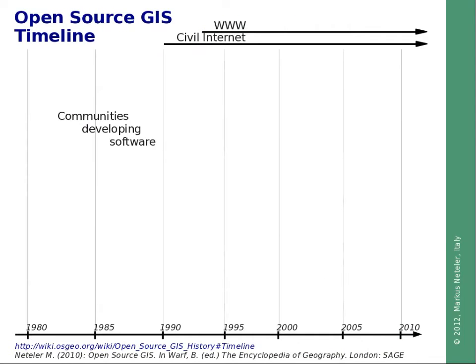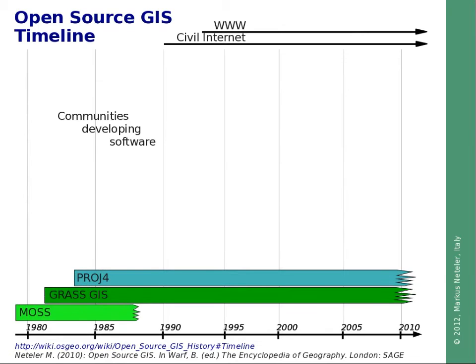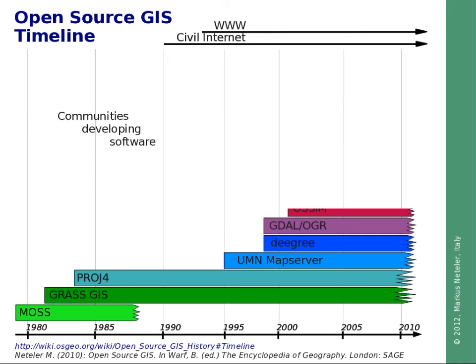If we look at the timeline, we start in the early 80s with two systems, or three: MOS, GRASS GIS, and the PROJ.4 library for reprojection, which is used in different software projects even today. You can see two of those survived and are continuously developed, and then with the advent of the civil internet things changed quite a bit.